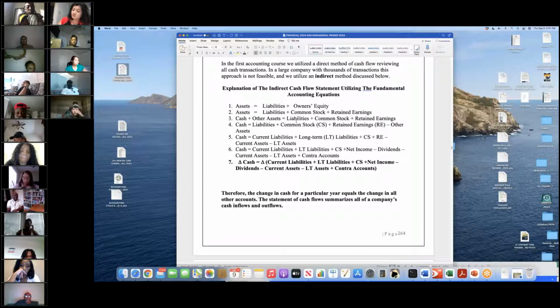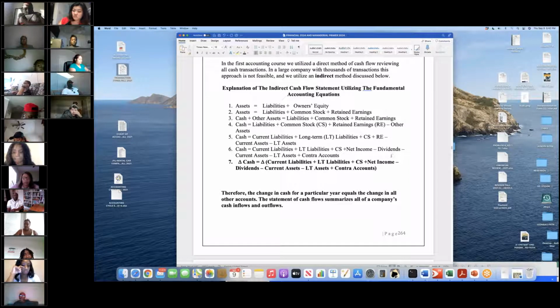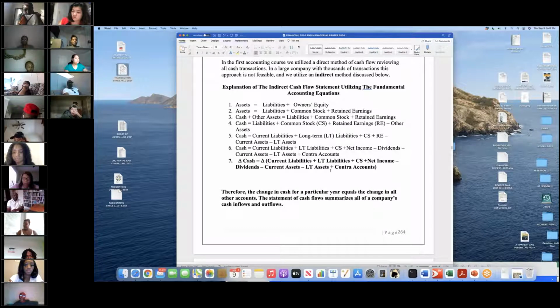So that's the theoretical foundation behind the statement of cash flow indirect method, where rather than looking at each cash transaction, we begin to look at the changes in all of the other accounts. We looked at the changes in liabilities, net income, assets, and contra accounts. And we'll get the same answer in a much shorter period of time than if we had 10,000 cash transactions. So the change in cash for a particular year equals the change in all of the other accounts. And that's what you've got to be able to do.